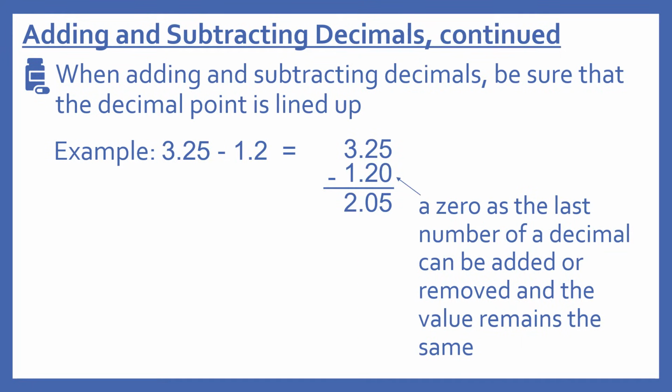Okay, now here's another example with subtracting a decimal. So 3.25 minus 1.2. In this case, we need to add a 0 onto the end of the decimal so that our decimal points line up. Remember, a 0 at the end of a decimal can be added or removed, and the value will remain the same. So we would do 3.25 minus 1.20, and then do the math. So 5 minus 0 is 5, 2 minus 2 is 0, and then 3 minus 1 is 2. So we get 2.05.